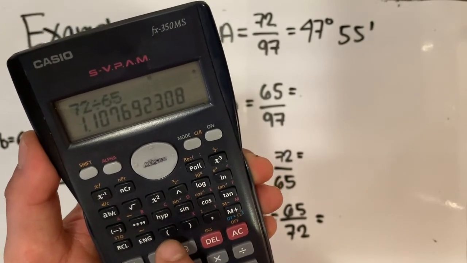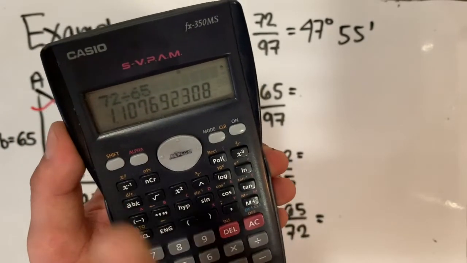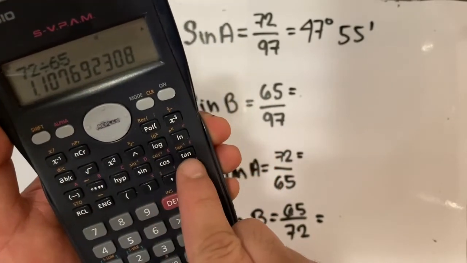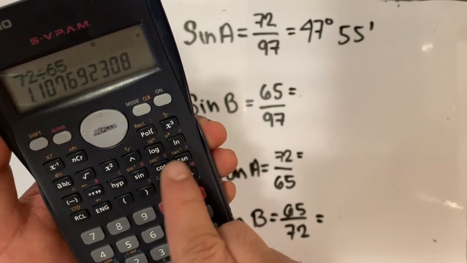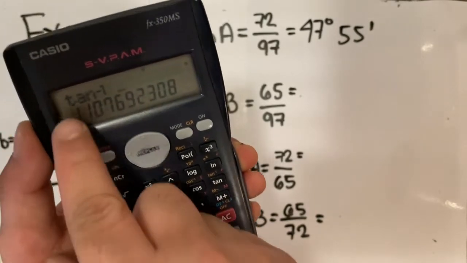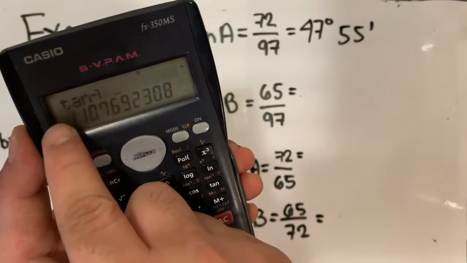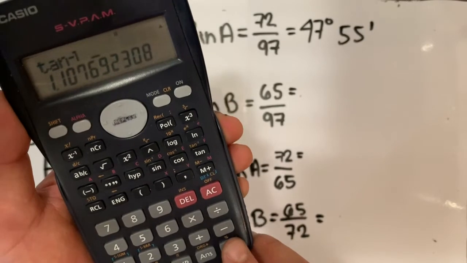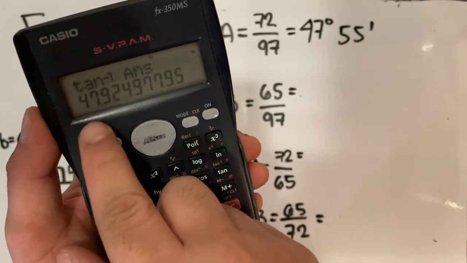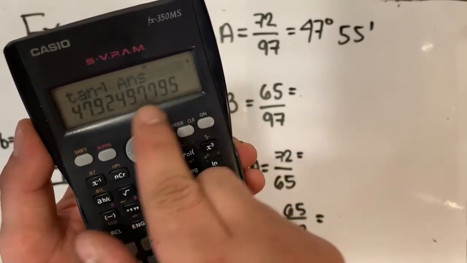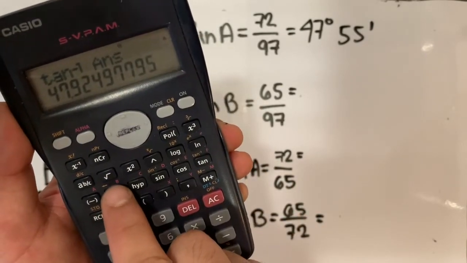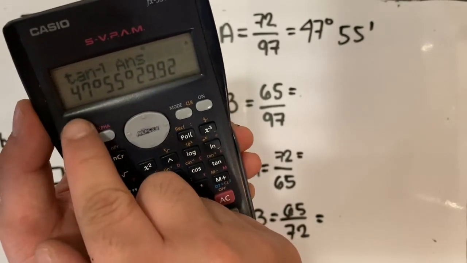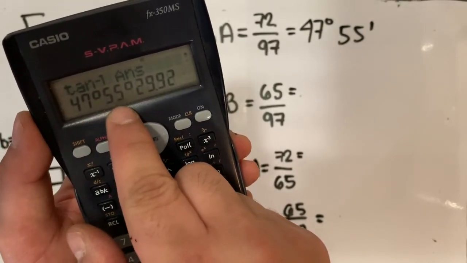1.106792308. Then we have to first press shift, and then now I'm using the tangent, not the sine or cosine, the tangent. If you see in your calculator, it's going to be something like tangent minus 1. Then you have to press the button equals to, and it's this result. However, I have to convert the result into degrees. So I'm going to press this button right here. Remember this one? And the result is 47 degrees with 55 minutes.